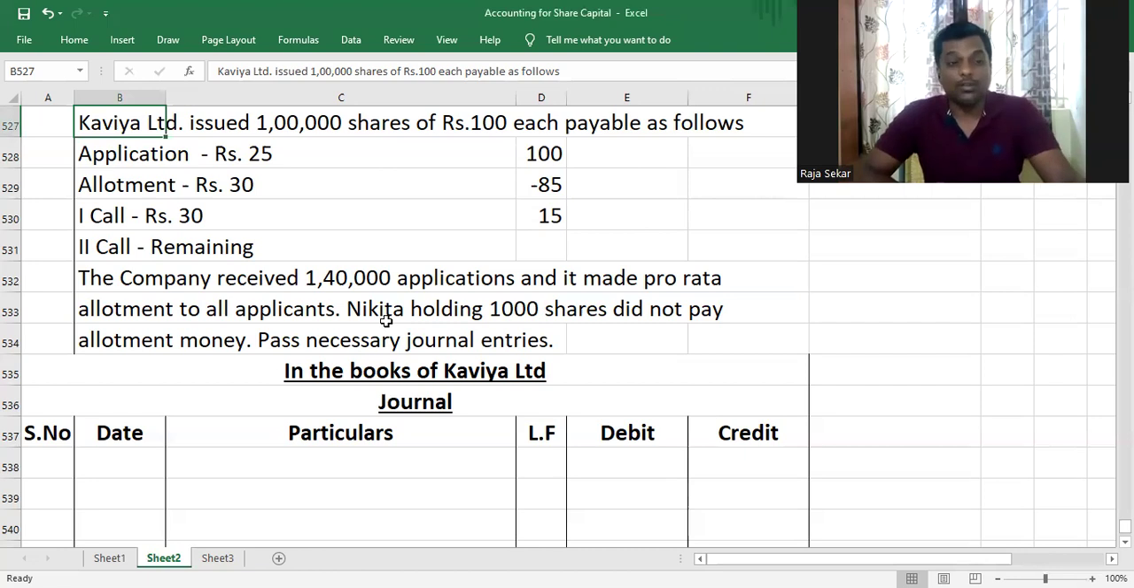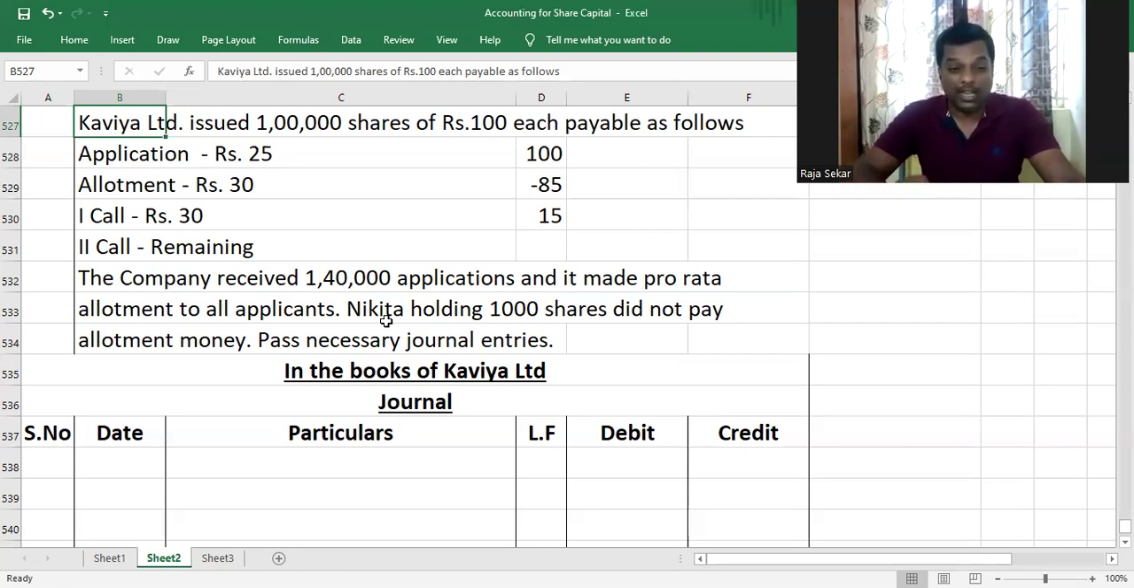So I'll read the question out for you. Kavya Limited issued 1 lakh shares of rupees 100 each, payable as follows. Application rupees 25, allotment 30, first call 30, second call is remaining. As I've already computed, second call therefore would be 15. That is the issue price of the share, 100, minus all the amount received on the earlier calls: application, allotment, and first call. That will be 85. You reduce 85 from 100, and you find out the second call money of 15 rupees.